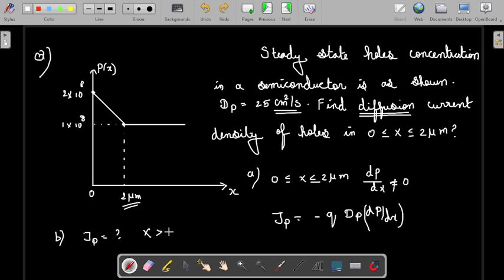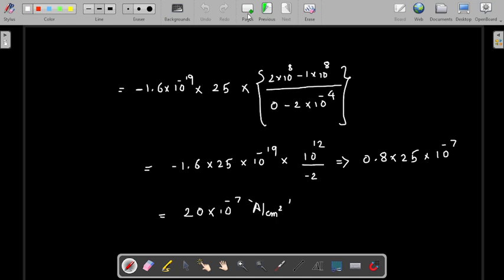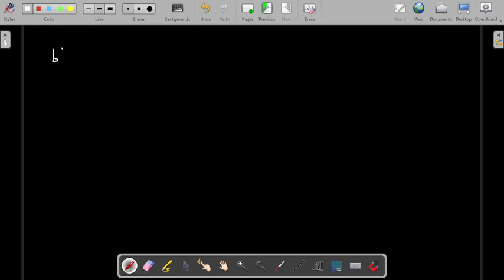Sorry, 2 micrometer. X greater than 2 micrometer. So this is part B. Please pause the video here, try to answer, and put the answers in the comment section. It will be good to know if you are able to answer it correctly. If you pause the video and put the answer, let me solve it for this. So let's take part B.